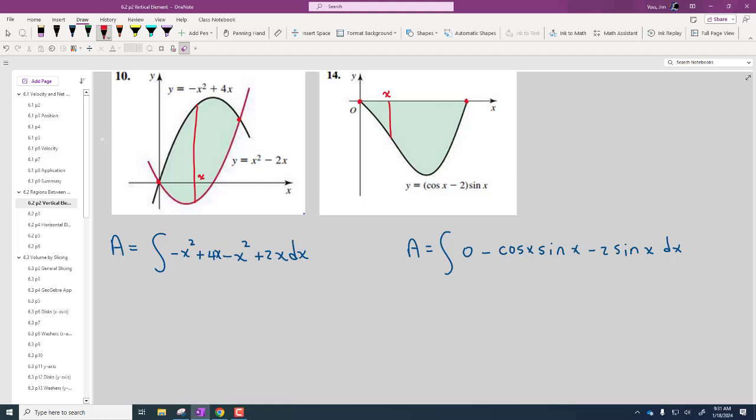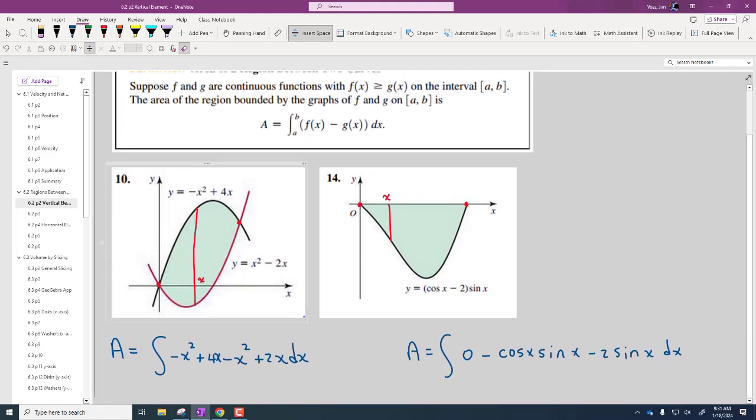So in order to get the limits of integration correct, we need to know the start point and the end point here, the x values of those two. So for both of these. And of course, in order to find where two curves intersect, we set them equal to each other and solve for x. So that's what we're going to do for this one.